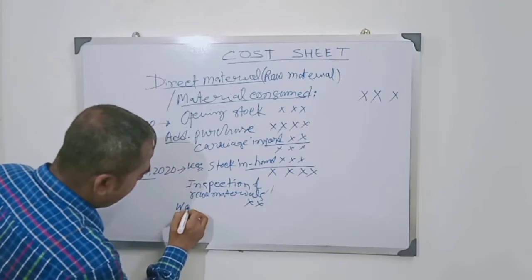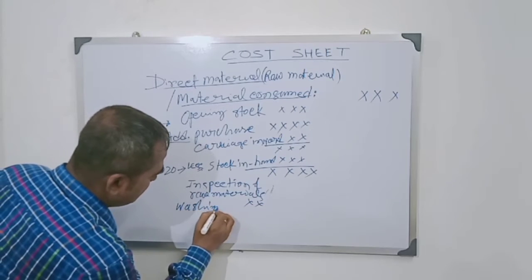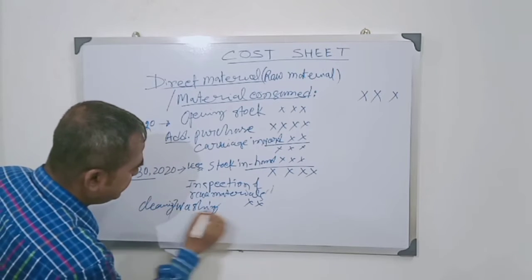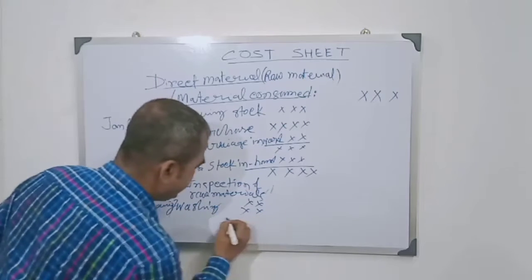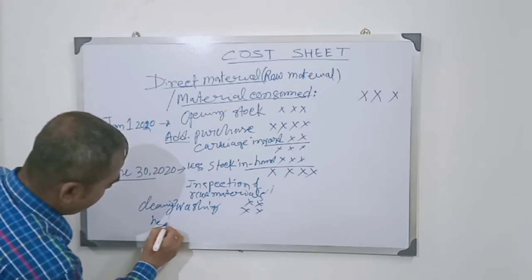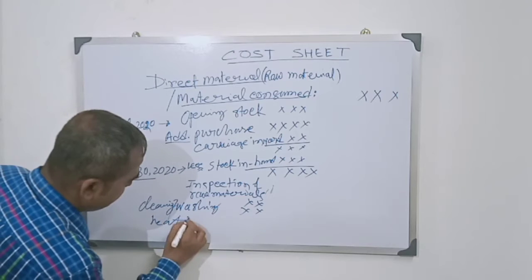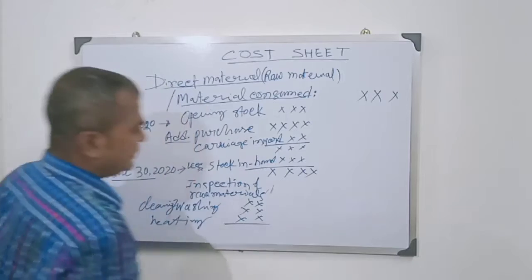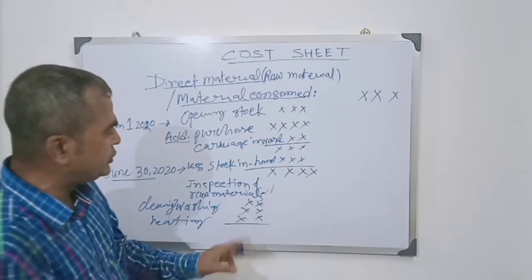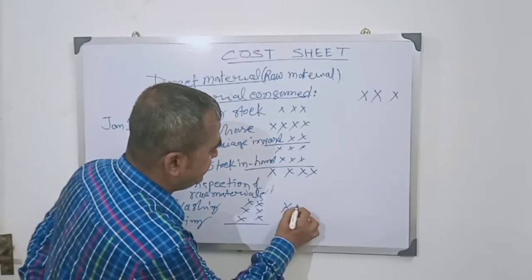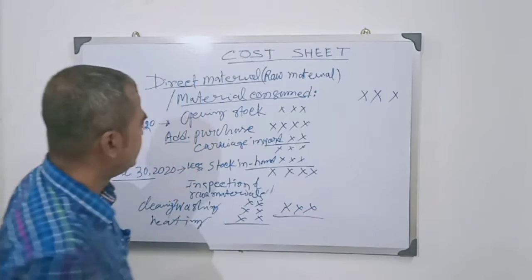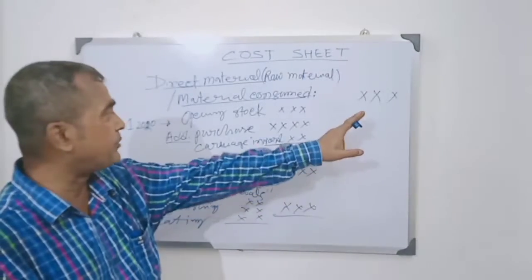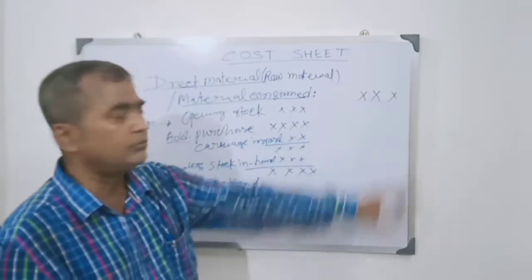Then washing of raw material, cleaning of raw material, heating of raw material, all charges relative to raw material to be put together and then added up. That becomes your cost of raw material consumed. You have to understand.